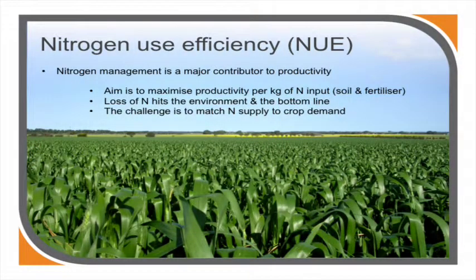And yeah, the challenge, and it's always easier said than done, is to try and better match our nitrogen supply to the crop demand so that we can get it in when the crop needs it, get it into the crop and avoid losing it elsewhere.